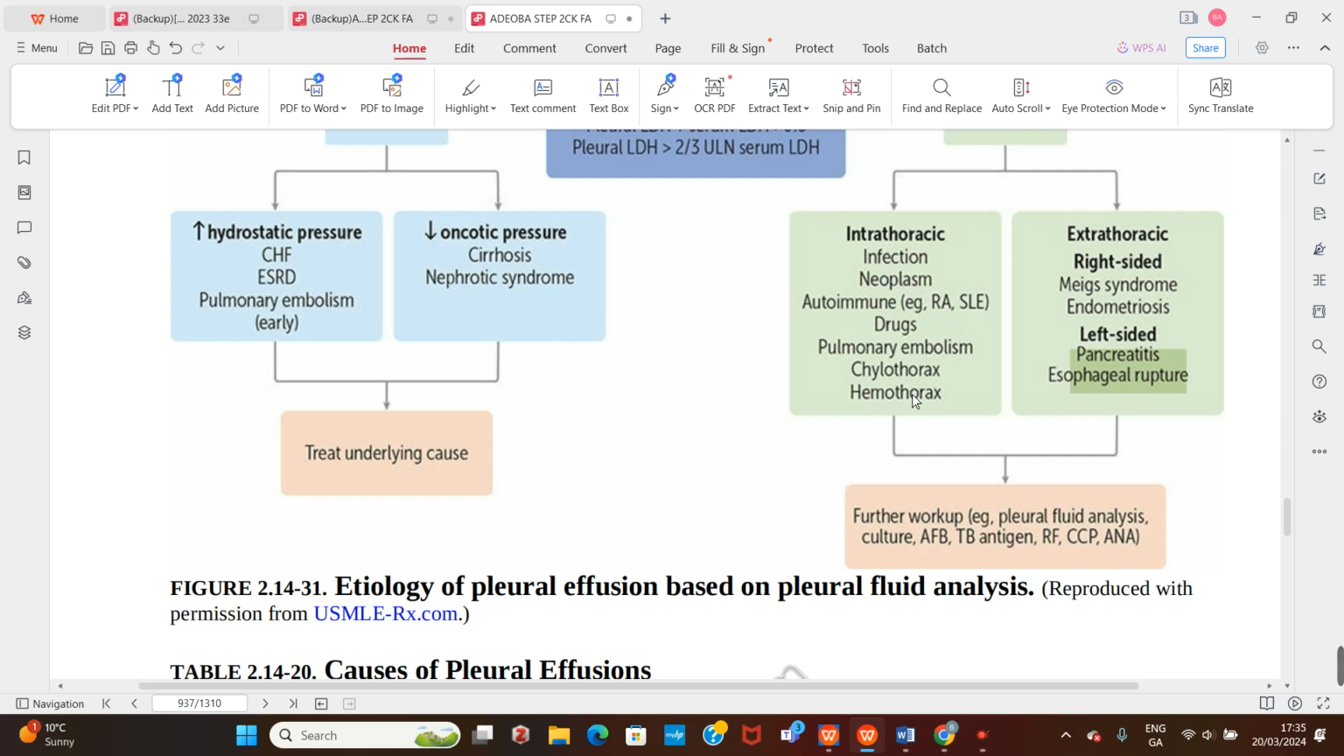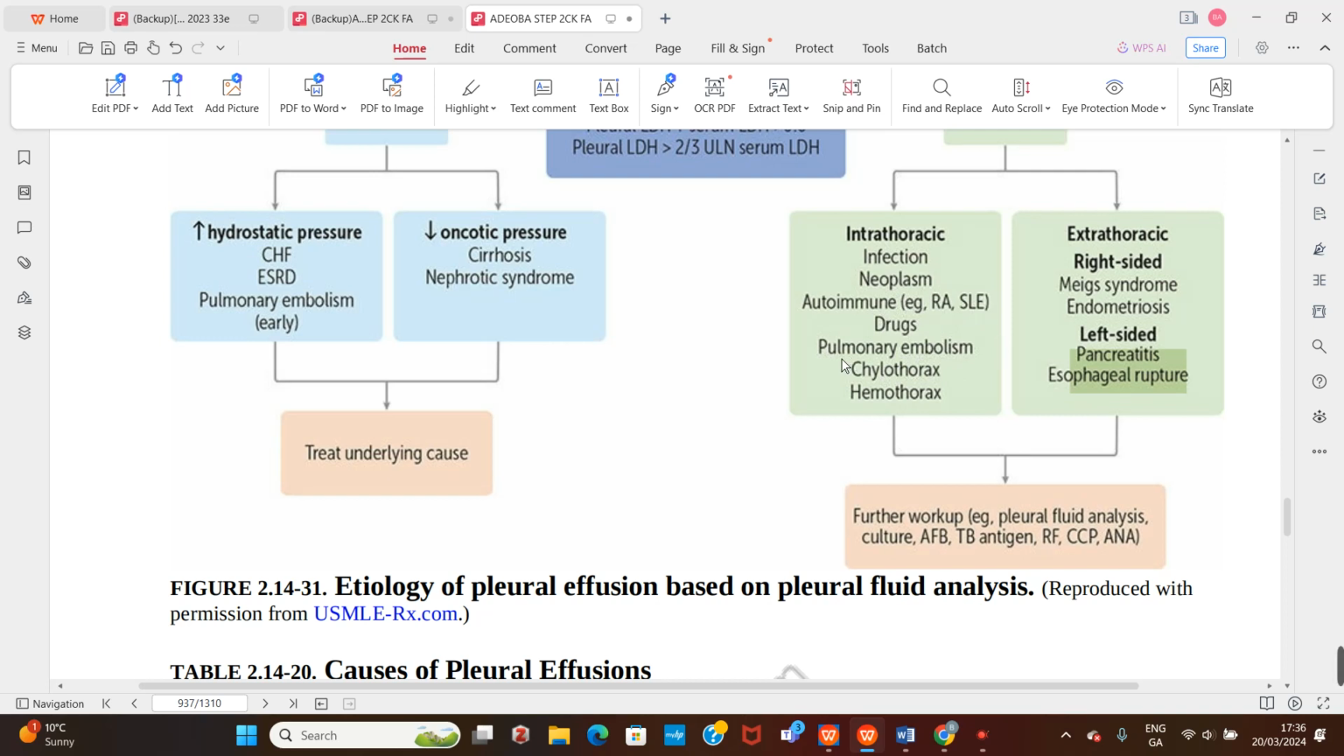You want to assay for all those antibodies, ANA, to rule out SLE. You want to do your rheumatoid factor for rheumatoid arthritis. You want to do your anti-citrullinated peptide for rheumatoid arthritis. So, from this list, you can get an idea of whatever you want to check for. Infection, your gram stain will help you. Your cytology can also help. For neoplasm, your cytology is going to help you. Autoimmune rheumatologic workup, PE, drugs is just history.